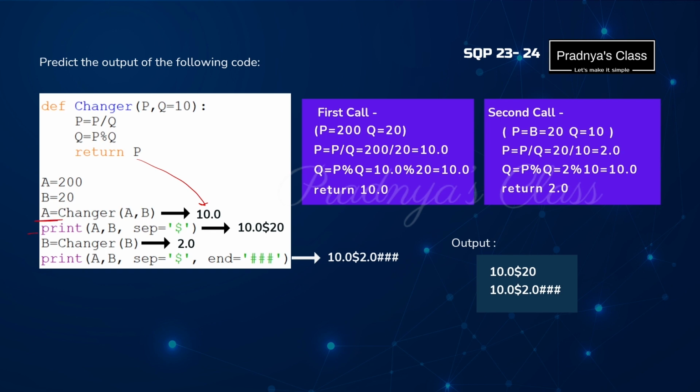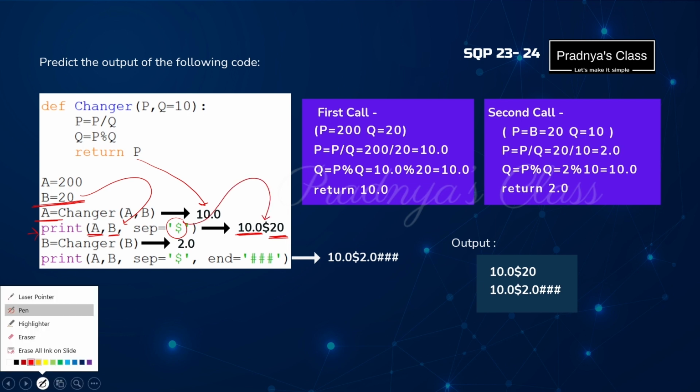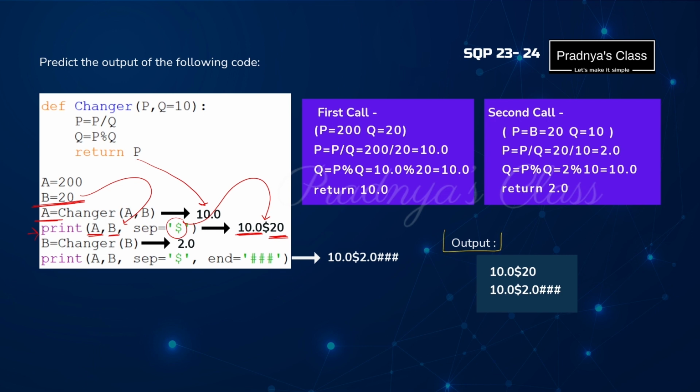Now look at the next print statement. We are printing A. So 10.0 will get printed. After that we are printing the value of B. Look at the value of B here. It is 20. So 20 is getting printed. And the separator is dollar. So dollar is getting printed in between them. We need to print the output of this code. So the output of the first print statement will be like this.